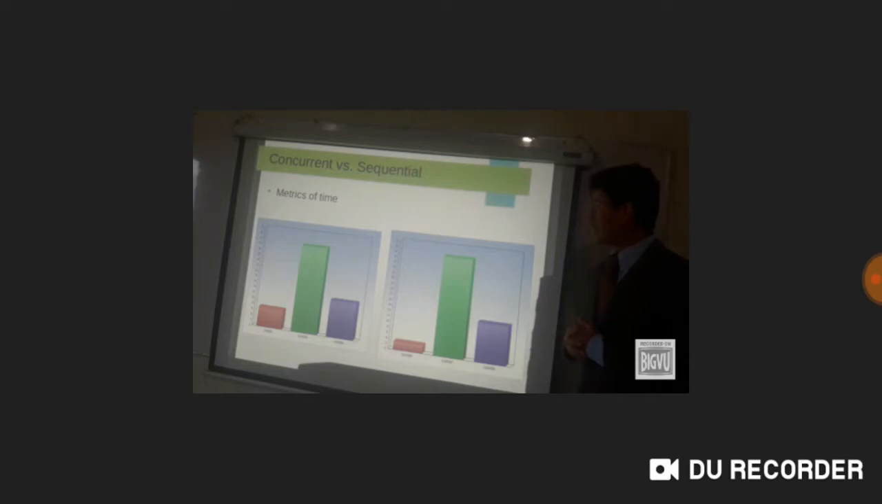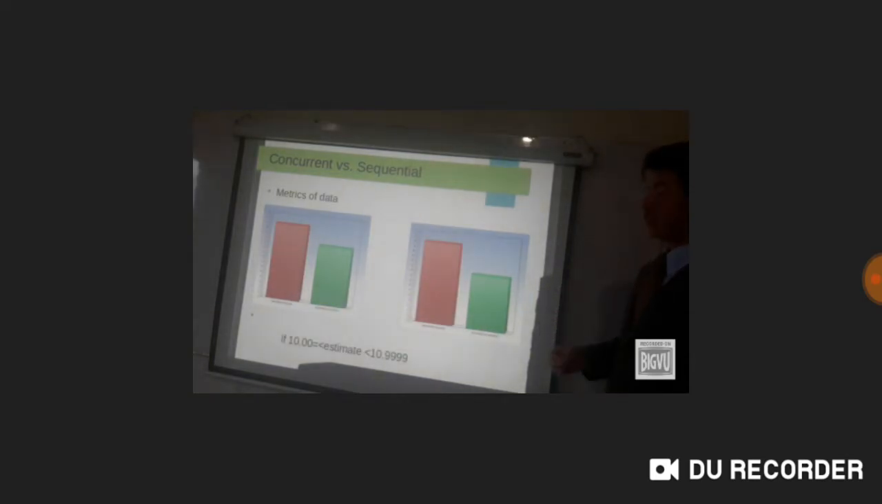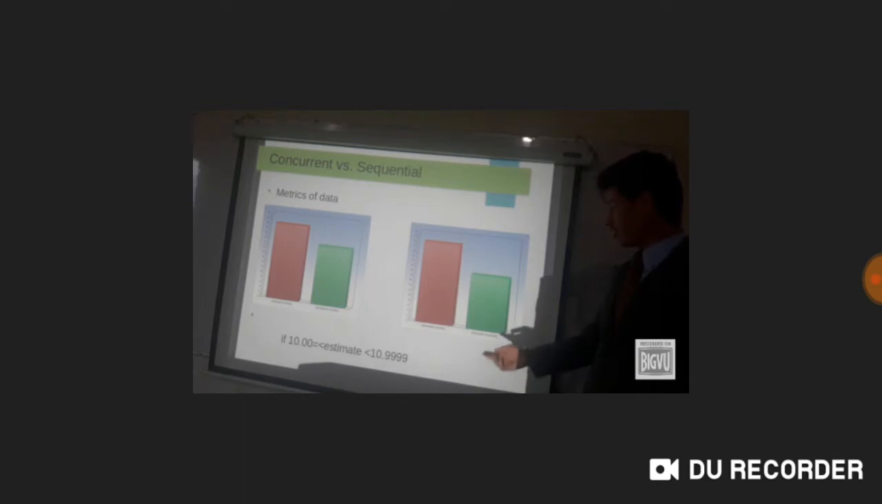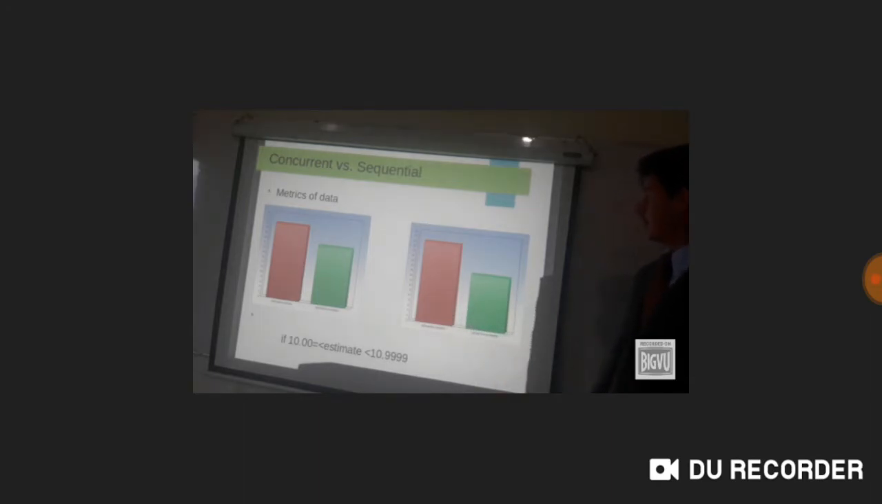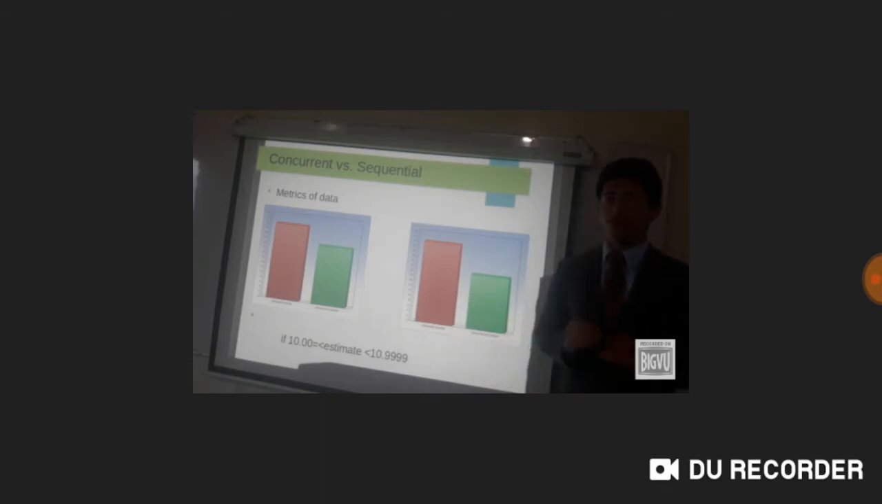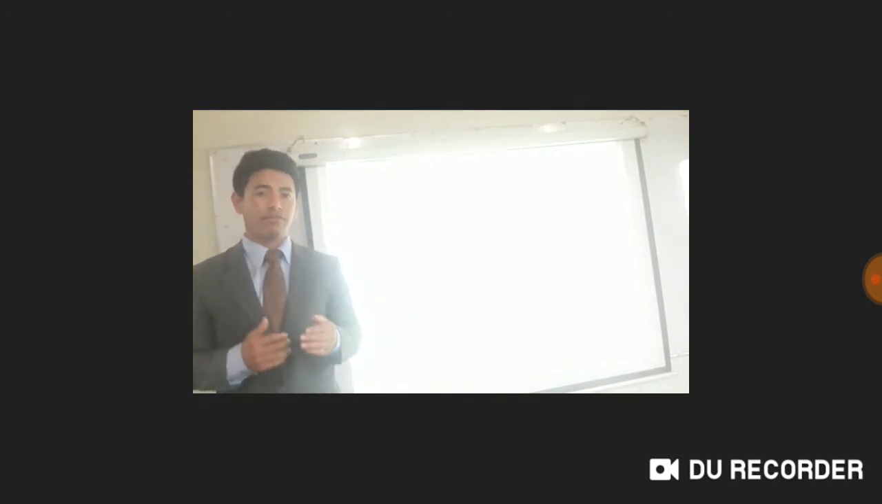The second metric is the quality of data. The values stay in the range specified in this slide; the color red represents the quality of data, and the green part represents the estimated error. With these two metrics, I prove that the concurrent version has improvement with respect to the sequential solution. For this reason, I say that my solution is good to present to the company.